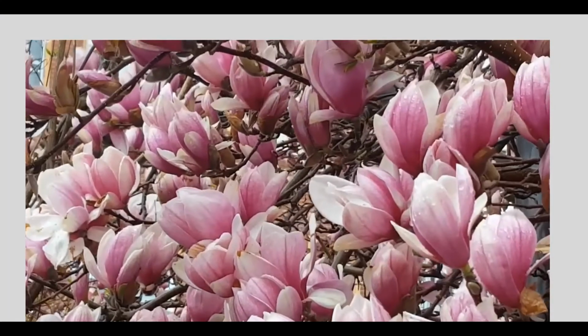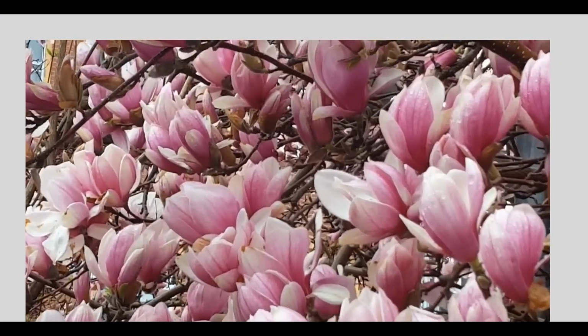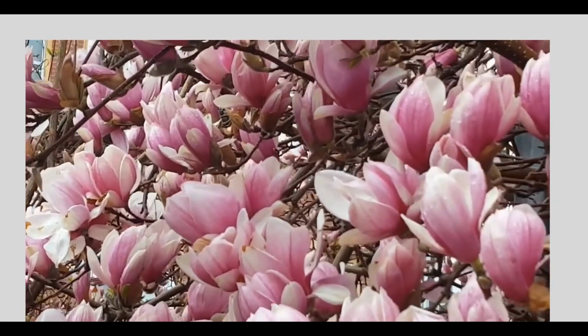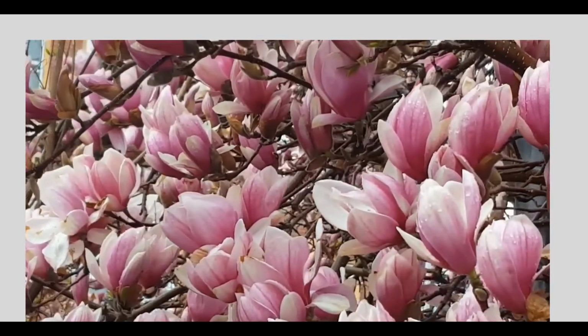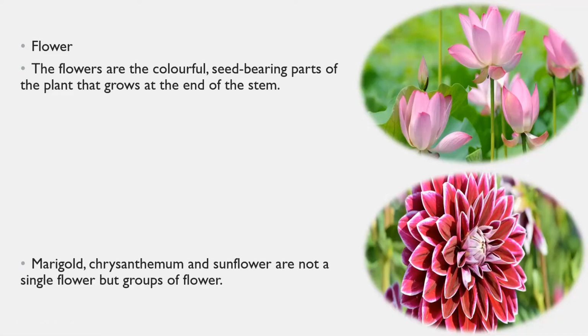So now let us learn in detail about the different parts of the flower and about different types of flowers. Flowers are the colorful and seed-bearing parts of the plant, and they grow at the end of the stem. Marigold, chrysanthemum, and sunflower look like a single flower, but actually each is a group of flowers. It consists of different flowers.